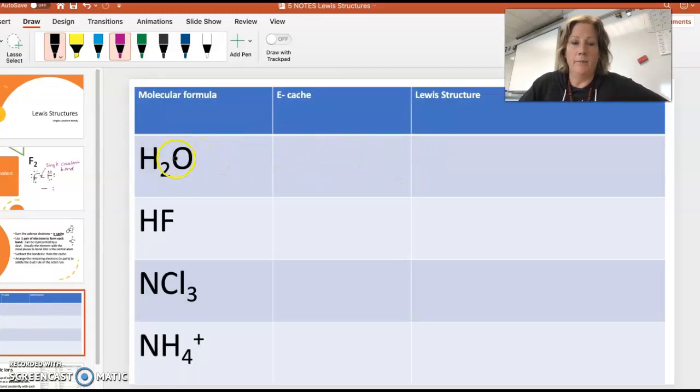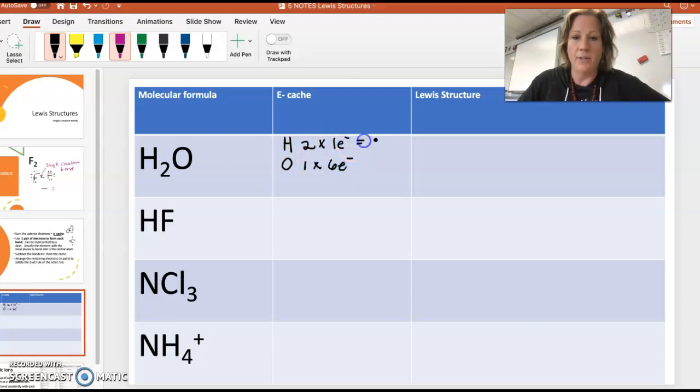Here are some covalent compounds that we're going to draw the structures for. Following those rules, the first thing is to figure out how many total electrons we have. We have 2 hydrogens and 1 oxygen. Hydrogen has 1 valence electron, and oxygen has 6 valence electrons. So this gives us 2 and 6 for a total electron cache of 8. That's how many electrons total I have to start with.